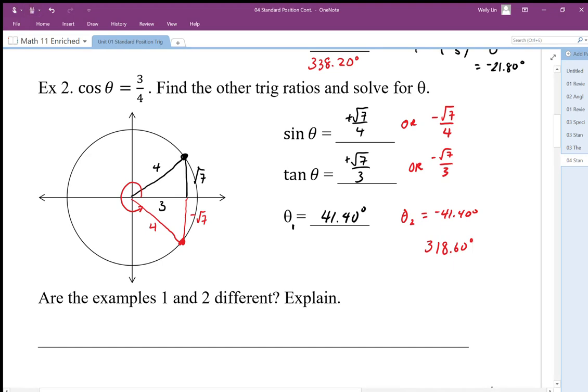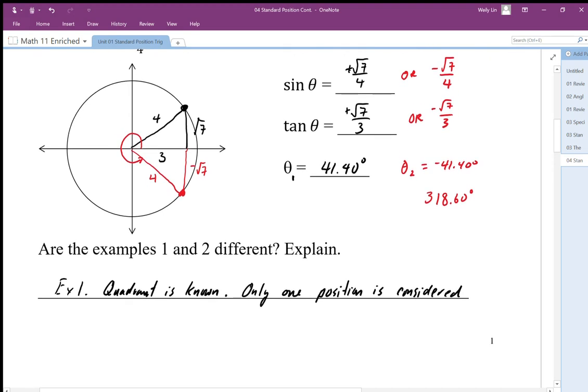So how are example 1 and 2 different? In example 1, the quadrant is known. Only one position is considered. Okay, so that's very important. In example 2, the quadrant is not known. So 2 positions must be considered. Okay, so this is a very important aspect of circle geometry, that we may need to consider 2 positions because of the symmetry of the circle.